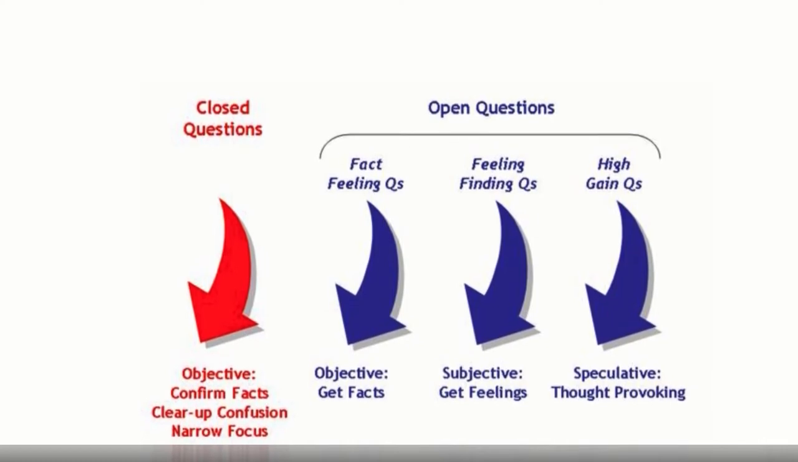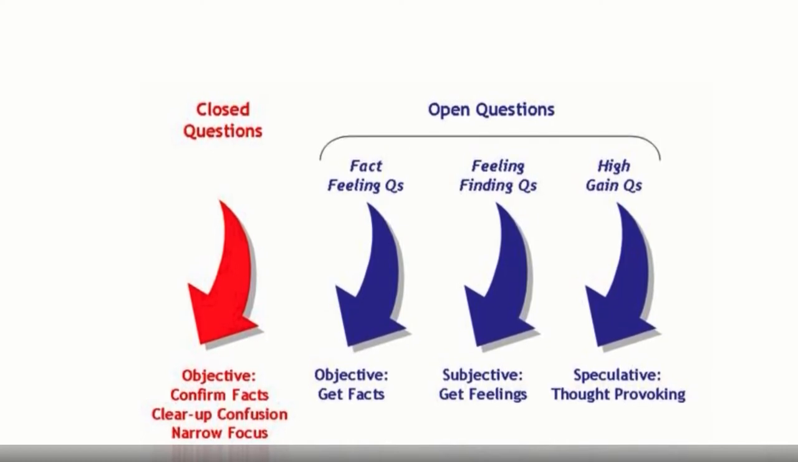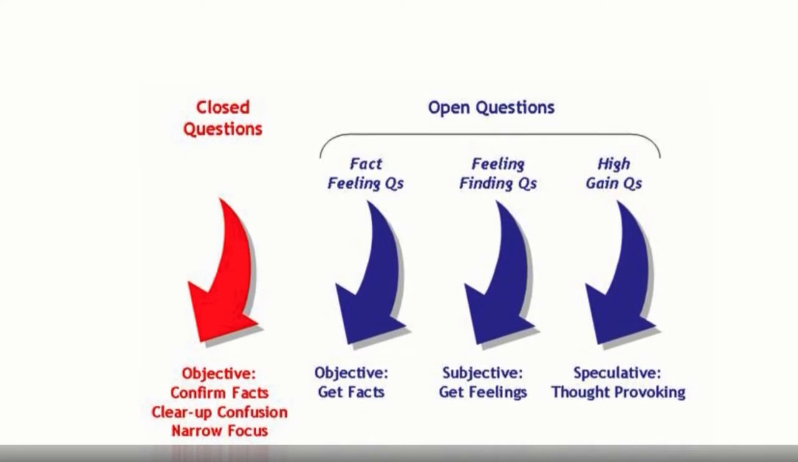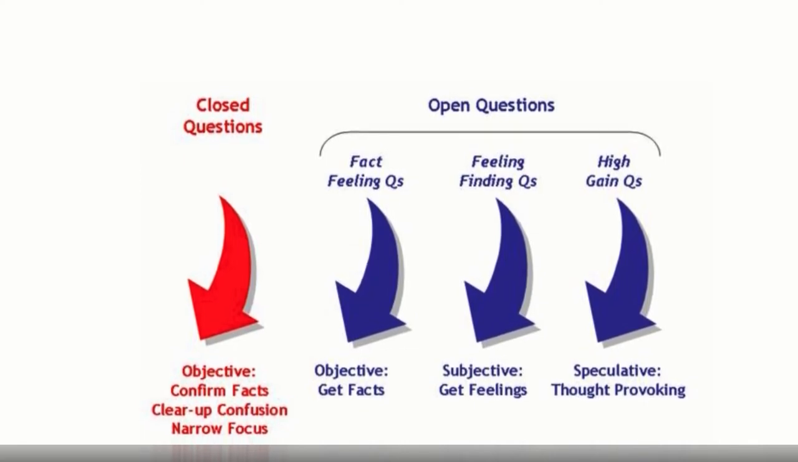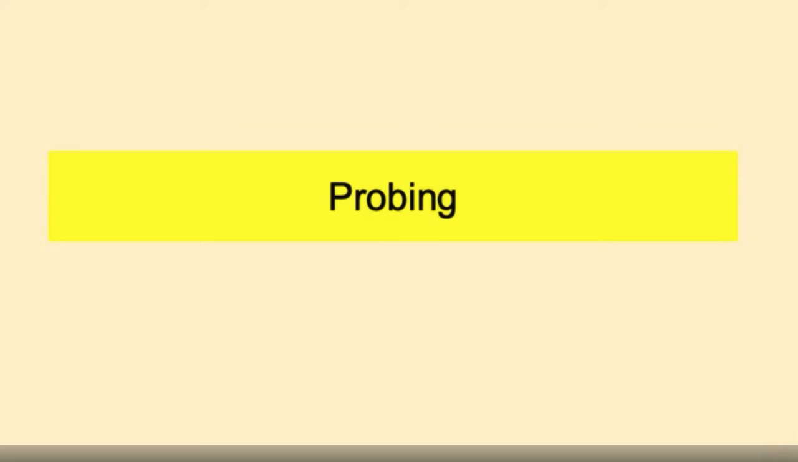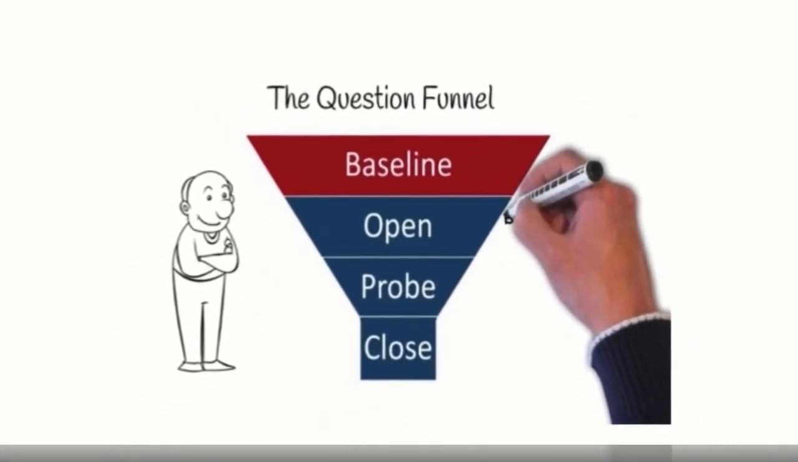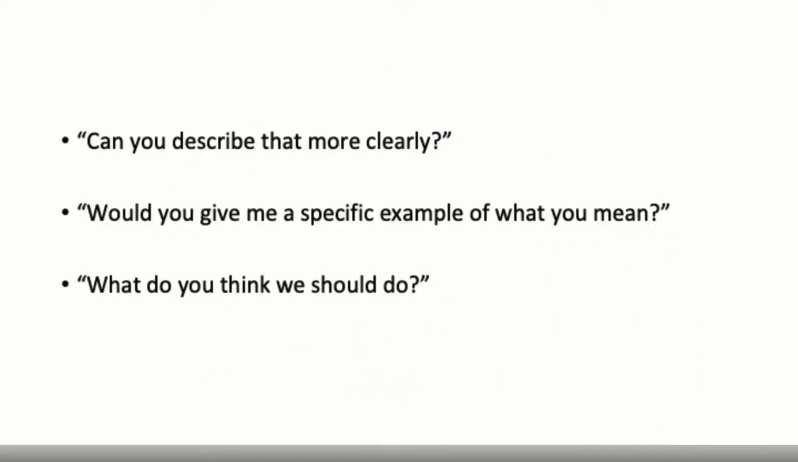Even if you ask open questions, there is no guarantee you will get all the information you need. Sometimes you have to probe for even more information. So, let's start with probing. There are 5 ways to probe other people. This is sometimes called the probing funnel because we get the most information at the top of the funnel. One of the most common ways of probing is to ask an open question, such as, "Can you describe that more clearly? Would you give me a specific example of what you mean? What do you think we should do?"